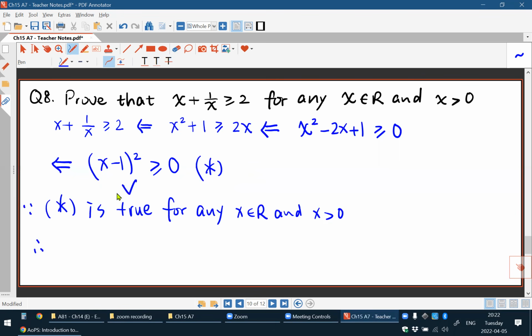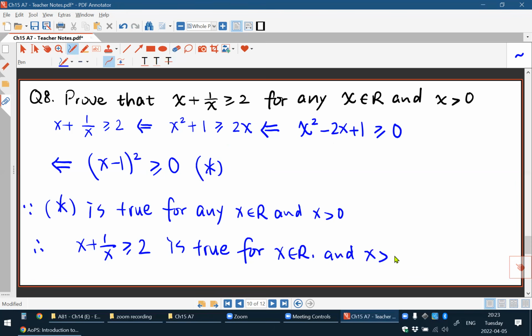Therefore, if this one is true, as we have discussed, this one must be true, and this one must be true, and this one must be true. Therefore, we can prove the statement that x plus 1 over x greater than or equal to 2 is true for x belonging to the real numbers and x greater than 0. Okay, have a look at this question and let me know what you think.